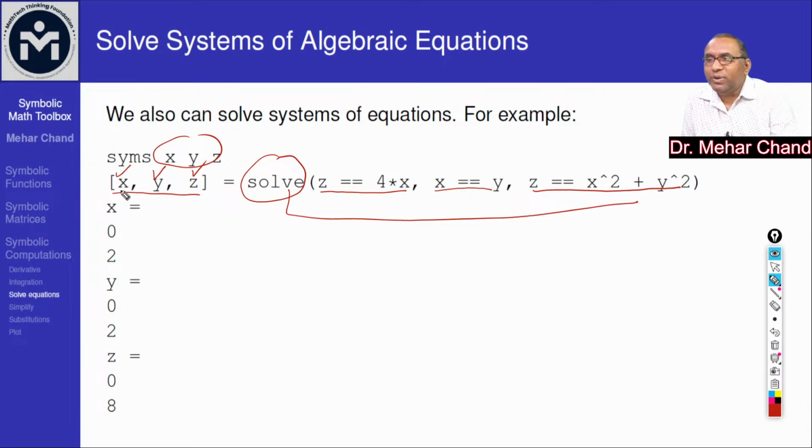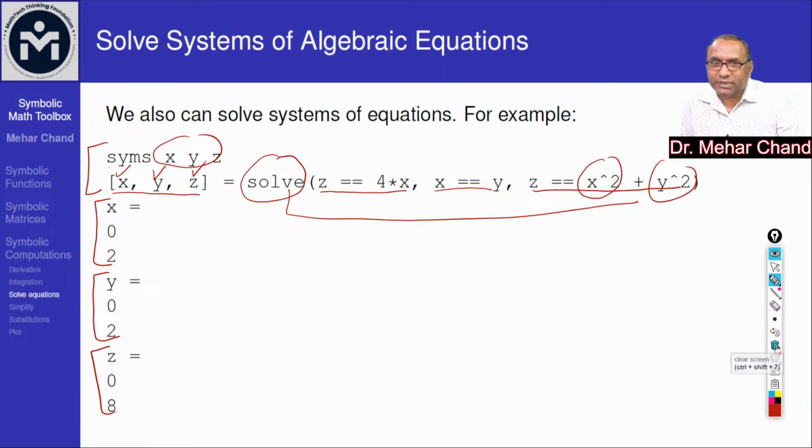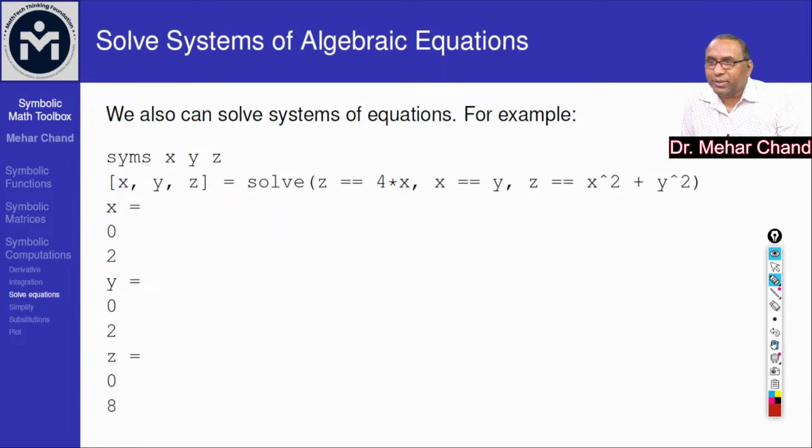When you run this code, you have the value of x. There will be two values for x, because here is x square, here is y square. These are the values of y and these are the values of z. You got it? I think it is very simple, and you must try yourself in MATLAB.